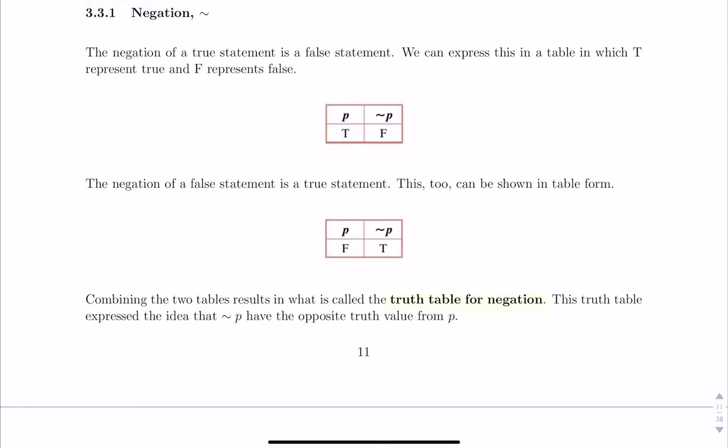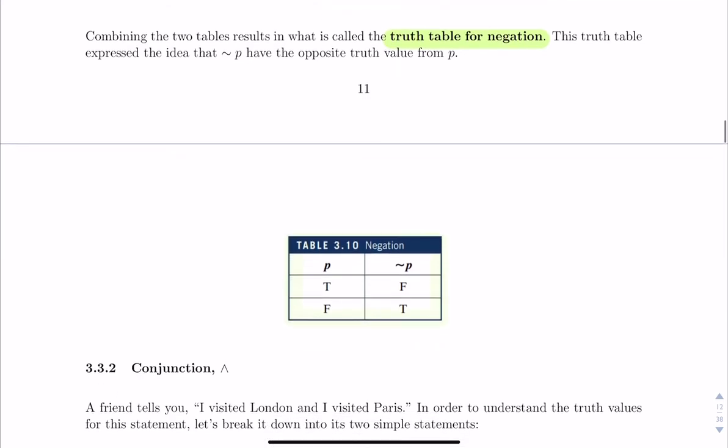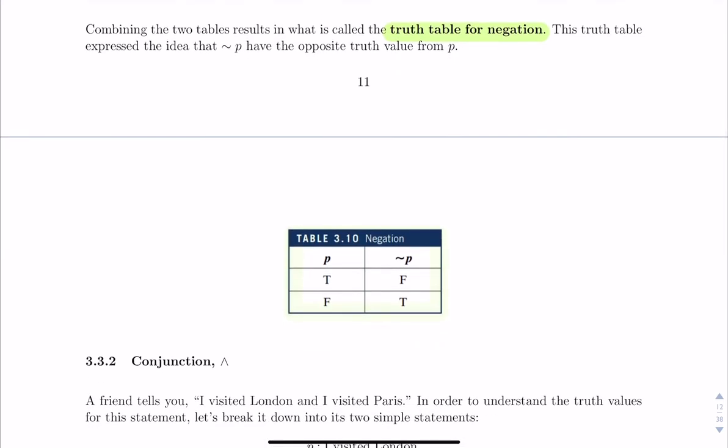Combining the two tables results in what is called the truth table for negation. The truth table expresses the idea that not P has the opposite truth value from P. And so in table 3.10, you can see what negation would look like.